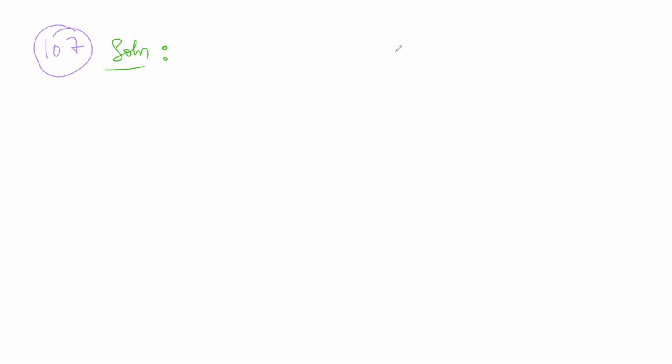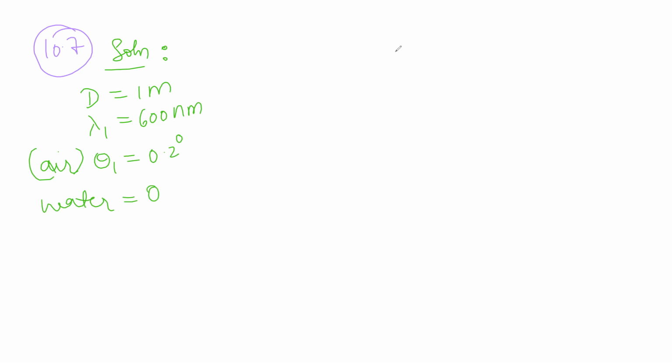What have they given? Distance of screen from the slit, capital D, is given as 1 meter. Wavelength of light used, lambda 1, is equal to 600 nanometer. Angular width of the fringe in air is given, that is theta 1 is equal to 0.2 degree. This is in air. And next, angular width of fringe in water, let us take that as theta 2. We have to find that one.